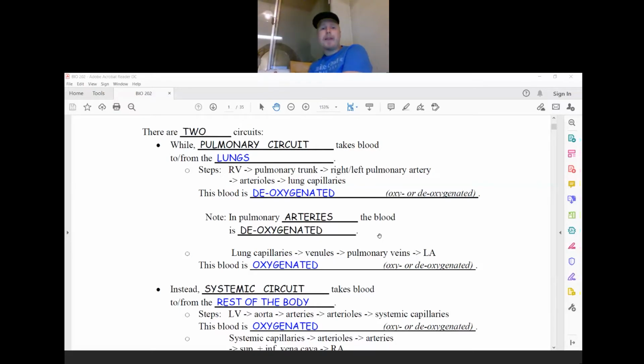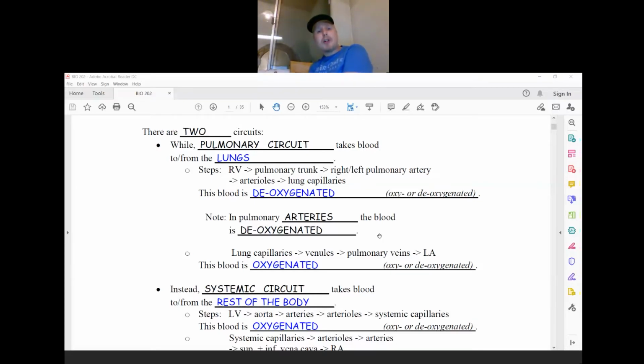And the blood that returns from the lungs to the heart follows the path of leaving the lung capillaries to the venules and then pulmonary veins and returning to our left atrium. This blood is now going to be oxygenated since we have done the exchange of the gases there. The other circuit that we'll see was the systemic circuit. Systemic circuit serves all other parts of the body.